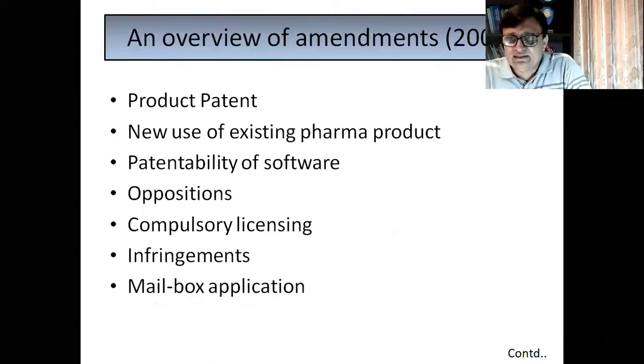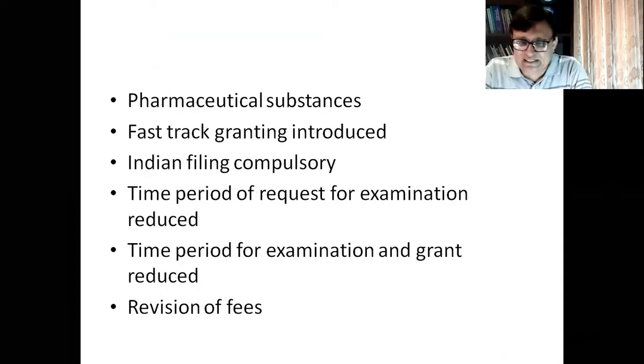So various amendments have been made. For example, in 2005, product patent was introduced. For new use of existing pharma products, certain provisions have been made. Patentability of software has been ensured now. Opposition has been provided, compulsory licensing is made, infringement has been defined, and mailbox application. These are certain overview of the amendments. Similarly, for pharmaceutical substances, fast track granting is introduced. In Indian filing, the compulsory time period for request of examination is reduced, the time period for examination and grant is reduced, and revision of fees is made.